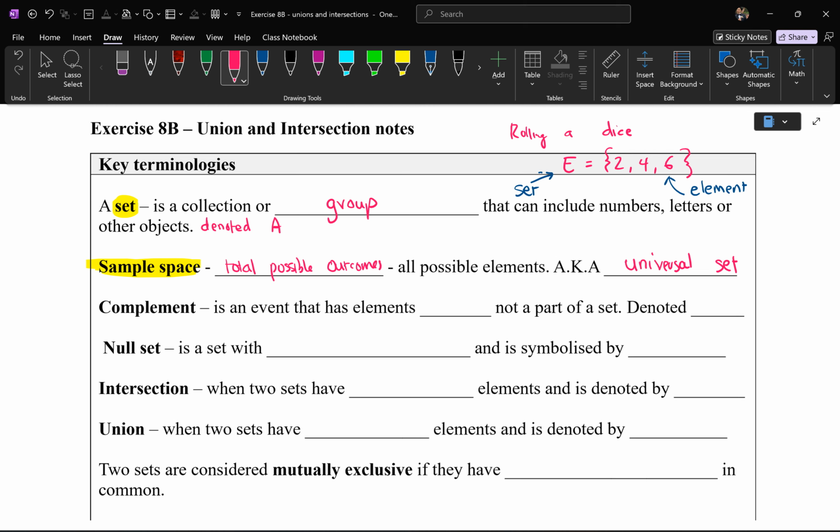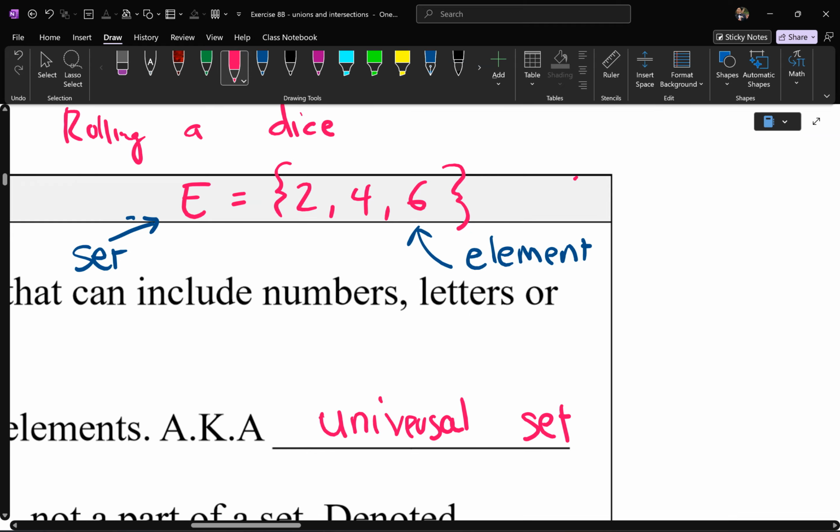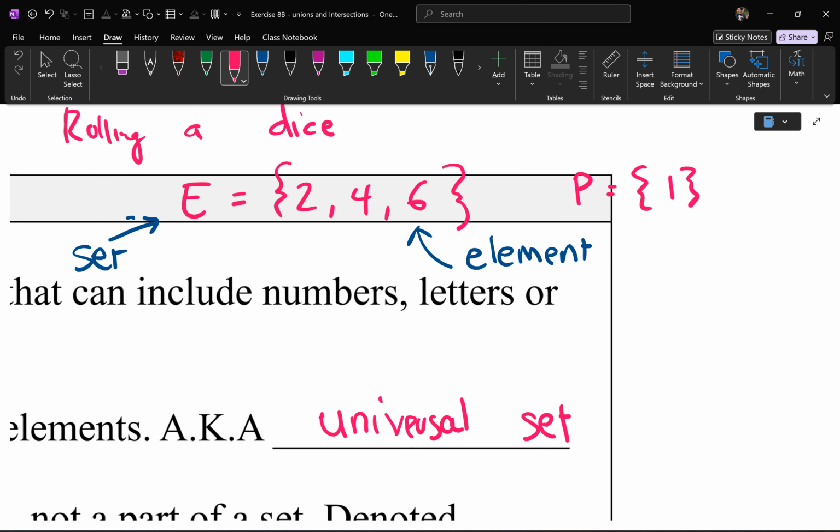Yeah, so a universal set will have the entirety of all the possible elements, whereas a set doesn't have to be. A set can be anything you can choose. So with rolling a dice, I could have made another group and I could have called it, I don't know, capital P, and that one contains the number 1. I could have the group C in the idea of rolling a dice. Group C could have what we call a null set. Means there's nothing in there.